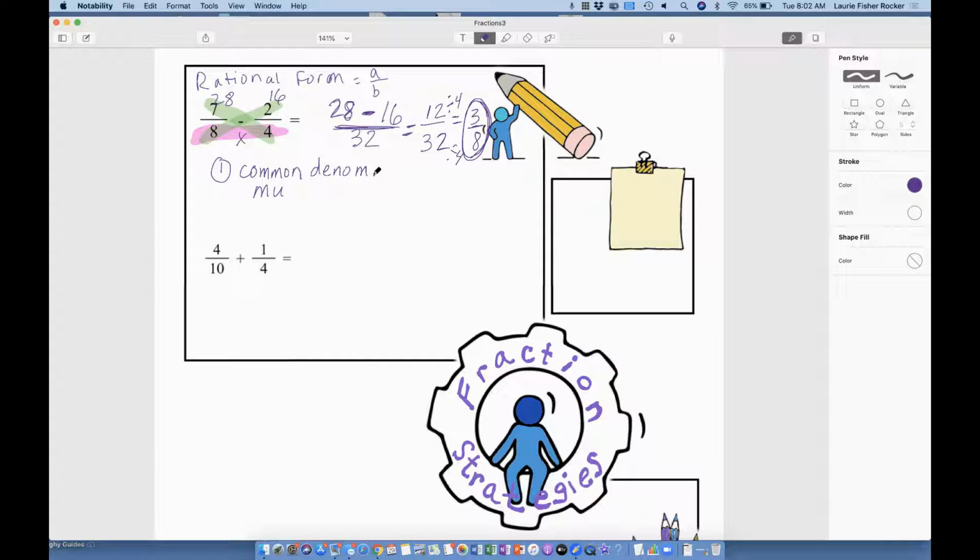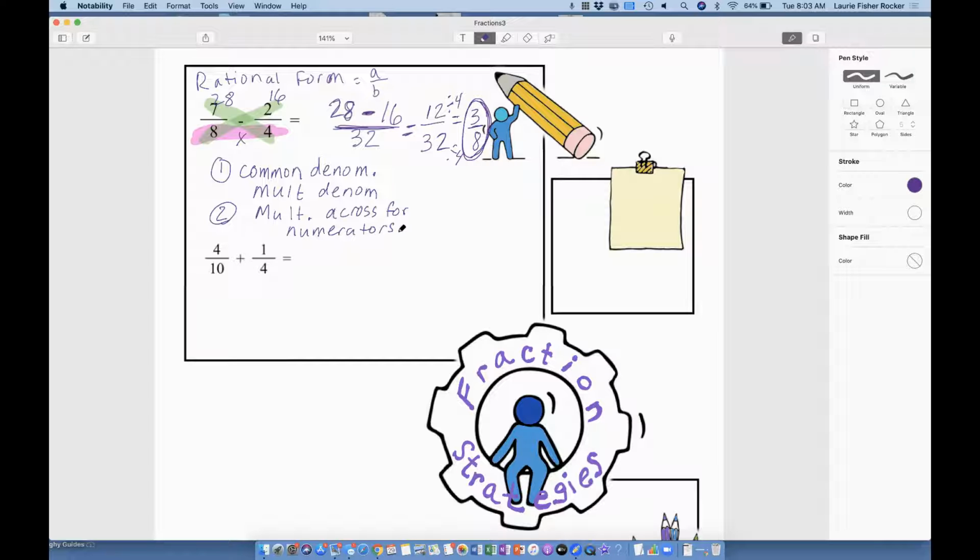So the common denominator, we multiplied the denominators. Okay, and then we did a little bit of cross product stuff. So we multiplied across for the numerators. And then we did the math, right?